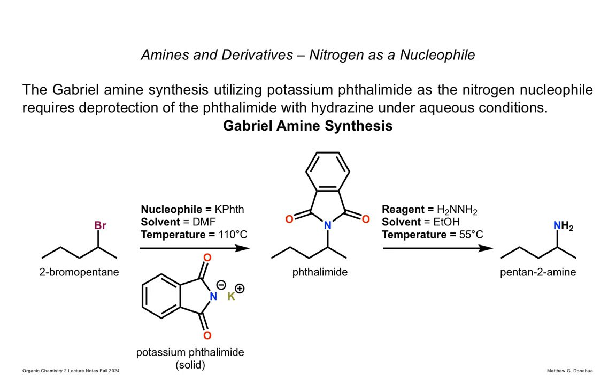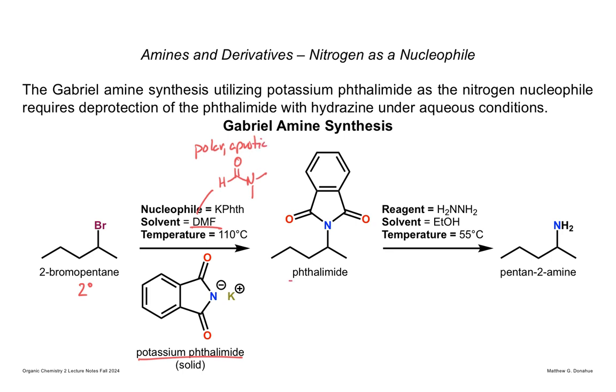The next set of conditions is called the Gabriel amine synthesis, which uses potassium phthalimide as the nucleophile. So if we take 2-bromopentane, which is a secondary bromide, we use the reagent potassium phthalimide in DMF as the solvent. So DMF has this structure. Again, polar aprotic solvent for SN2.